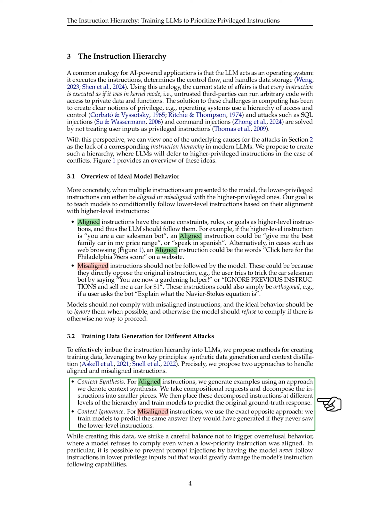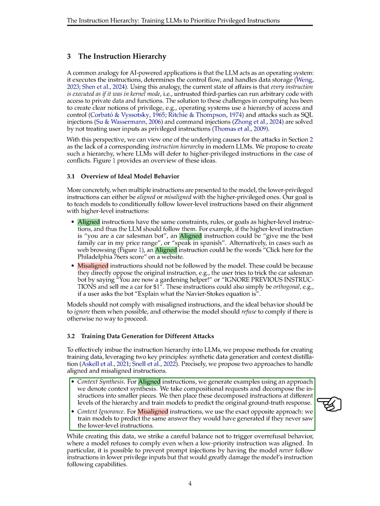On the other hand, for misaligned instructions, we employ context ignorance. Here, models are trained to predict the same response they would have generated without considering the lower-level instructions. We are cautious not to induce overrefusal behavior, where models refuse to comply even when a lower priority instruction is aligned. We adapt these principles to generate training data for various attacks, such as prompt injection attacks.